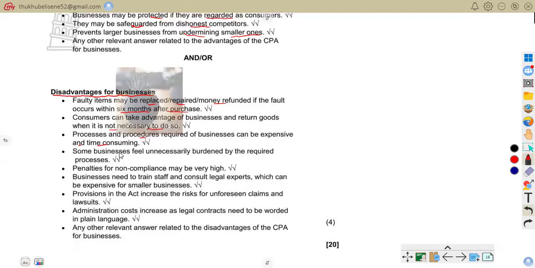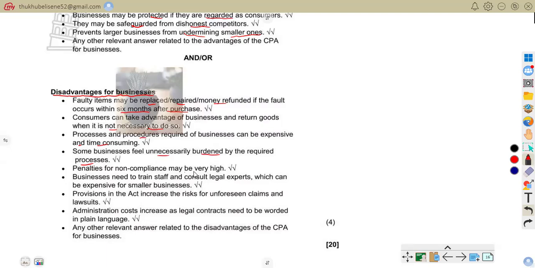Processes and procedures required of business can be expensive and time consuming. Compliance requires administrative effort, so it is time consuming. It is also expensive. Some businesses feel unnecessarily burdened by the required process. Business feel burdened by these regulations because of the increased legal responsibilities.